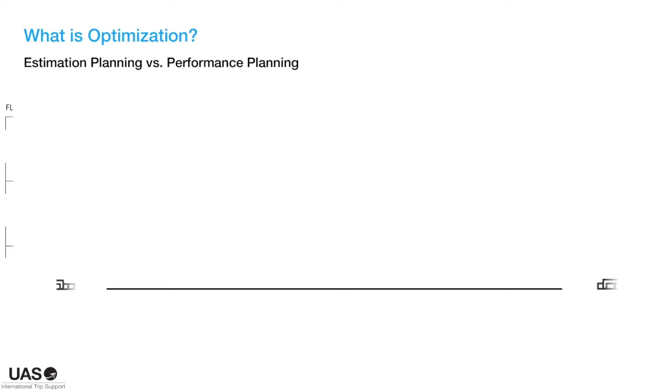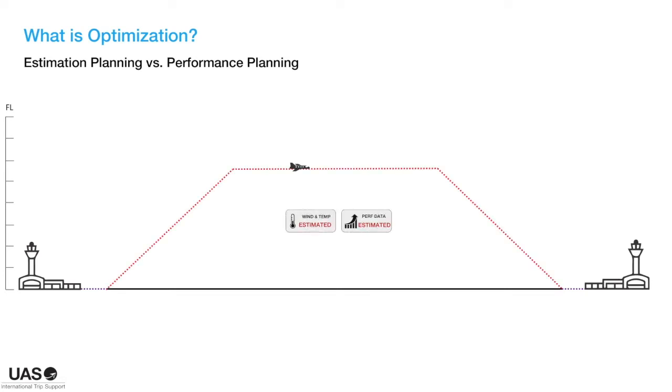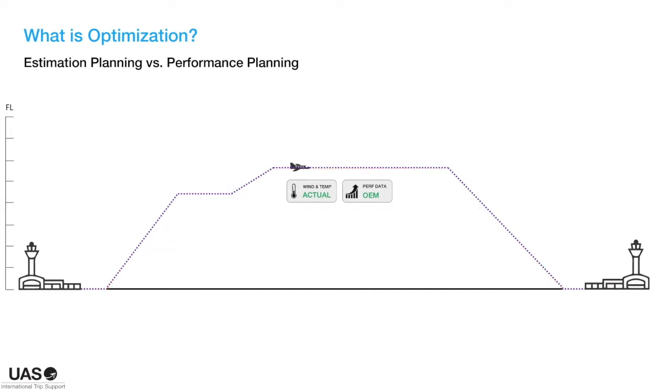So let's take a look at estimation planning versus performance planning with this simple chart. We have an aircraft in flight, and if we look at estimation planning, we can see that all the winds and temperature data is estimated. The performance data is estimated. But when you get to performance planning, you get far more information. You get accurate and actual winds and temp data, and you get OEM performance data. In this scenario, you can actually see that we're providing step climbs based on the performance planning, which is a feature that's typically not available with estimation planning.